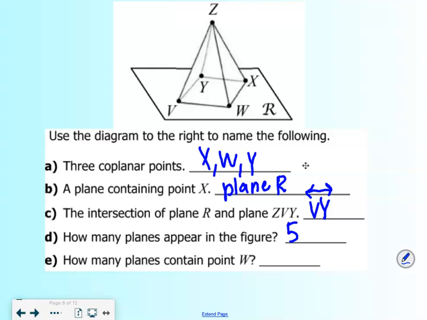And then how many planes contain point W? Here's point W. 3. Do you see them? So you have the bottom one. Then this front one. And then this side one for a total of 3.